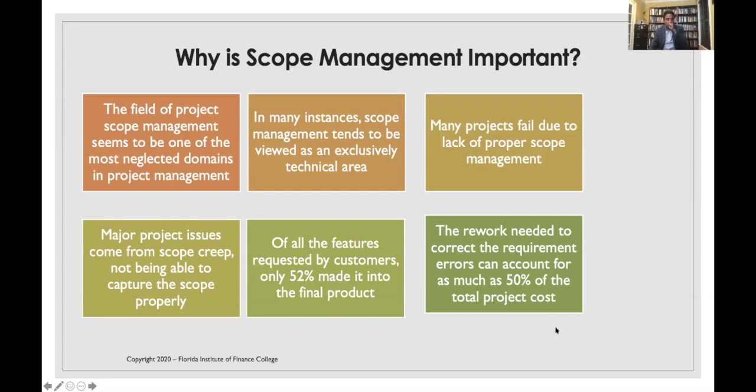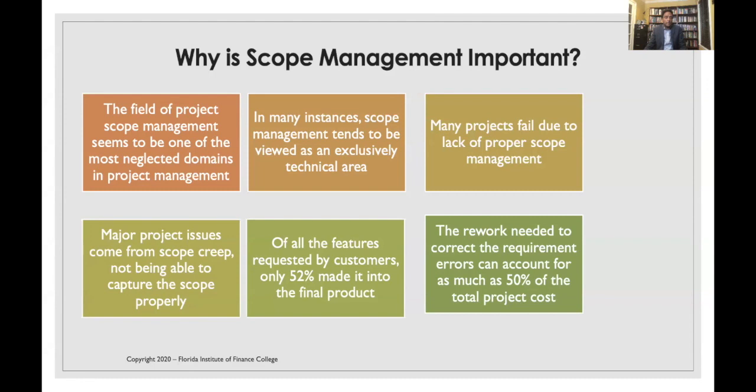So that is where you have the very important pieces for the project. So you need to know exactly what is needed. All right. So now we know that these are a few points among many that tell us why scope management is important.